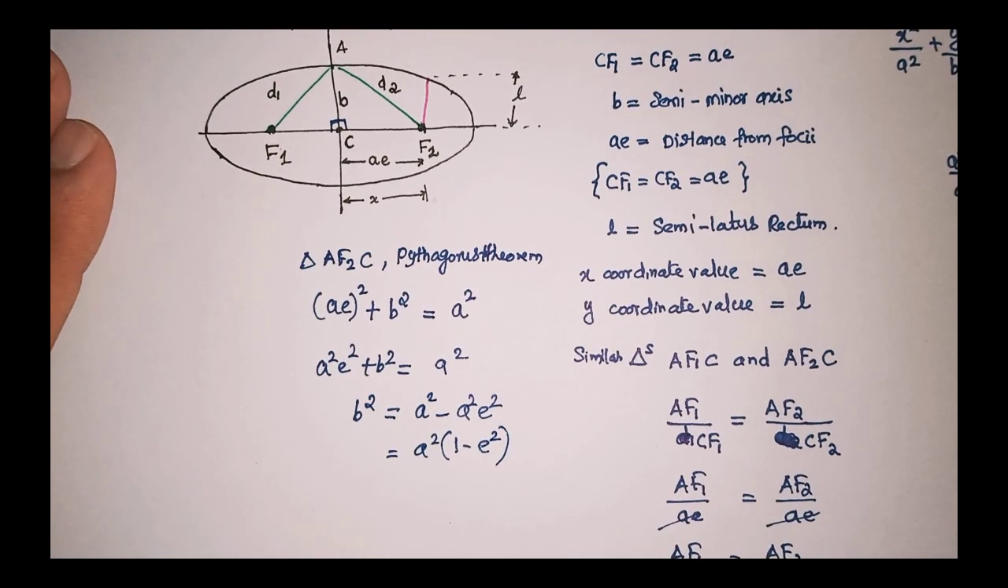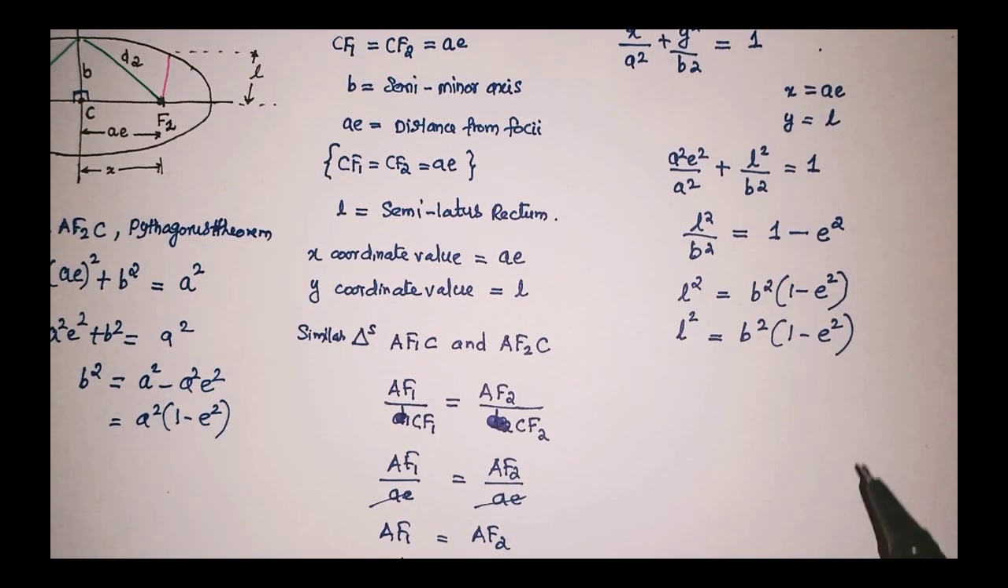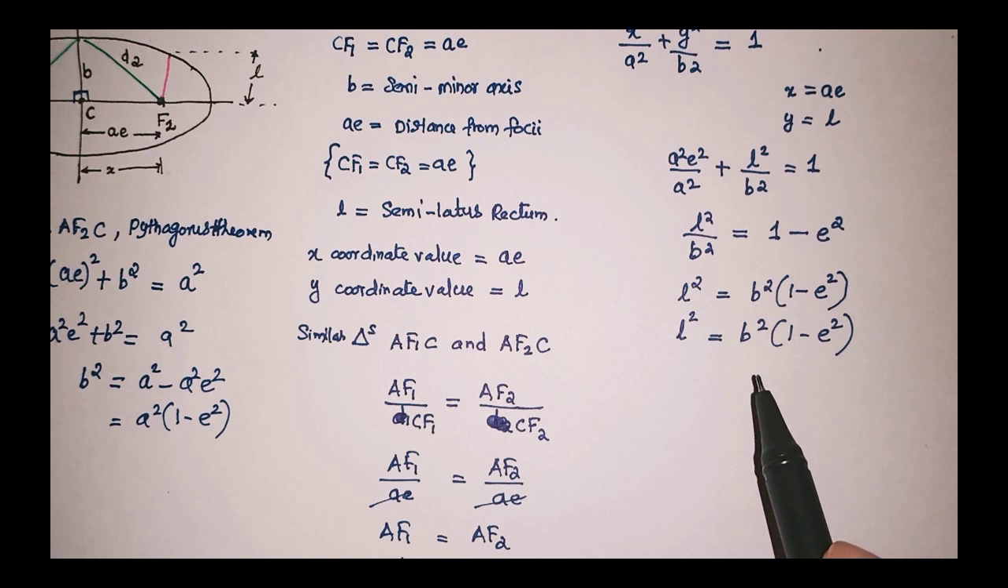Okay. Now we have the b square equation here, and we have also obtained an equation like this: L square equal to b square into 1 minus of e square. Is it not? So I think things are pretty clear here.